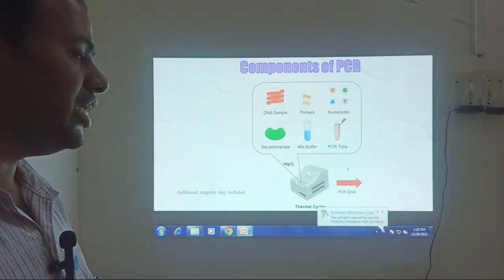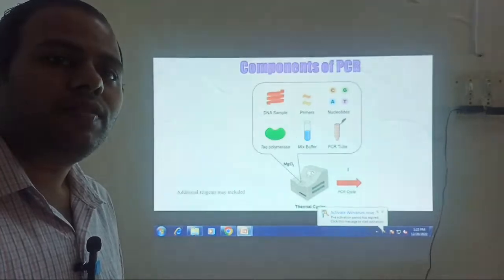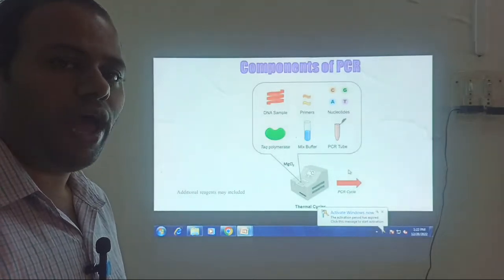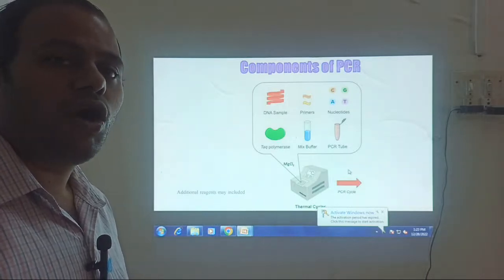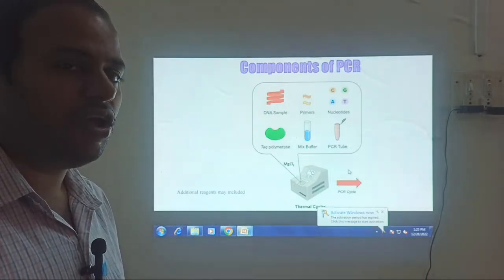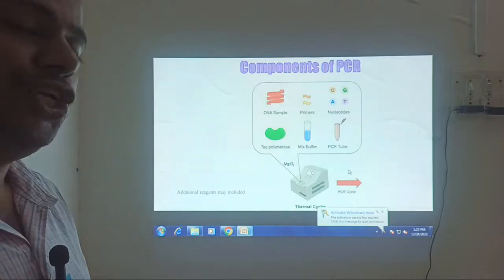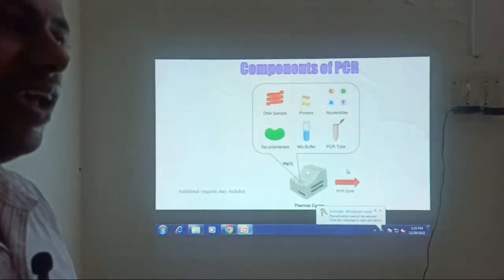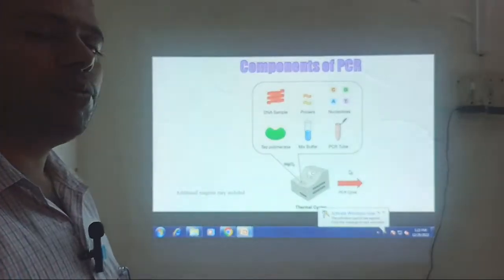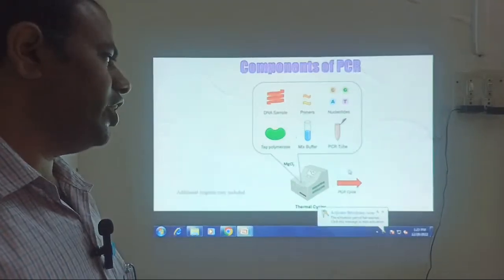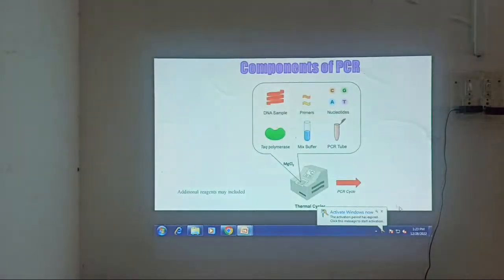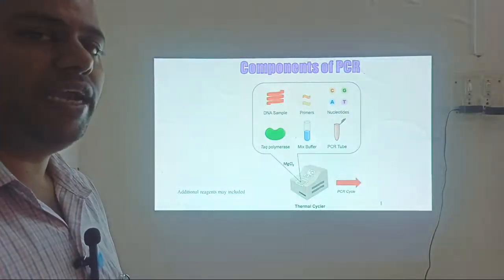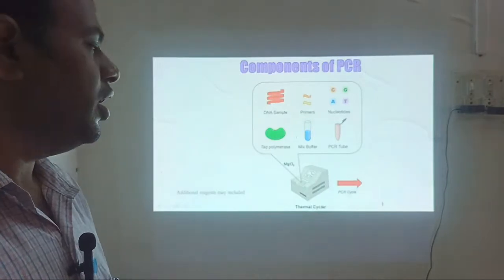Taq DNA polymerase is the DNA polymerase obtained from Thermus aquaticus. This is a thermophilic bacterium that grows in hot springs, in an area where the temperature is very hot, close to 100 degrees Celsius, or geothermal vents. So in that organism, this thermostable polymerase is there, and this is isolated. Why? Because in PCR, the temperature is varying. To cope with the varying temperature, this enzyme is used.